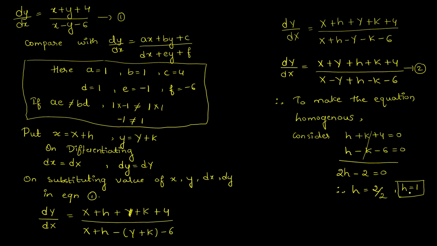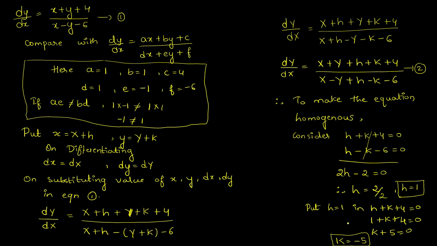So once you obtain the value of h, we need to find out the value of k. So consider any one equation from this. Put h is equal to 1 in the equation h plus k plus 4 is equal to 0. So putting h is equal to 1, we get 1 plus k plus 4 equals 0. So k plus 5 equal to 0, which gives us the value of k as minus 5. So considering the constants equal to 0, we have got the values of h and k, that is 1 and minus 5.